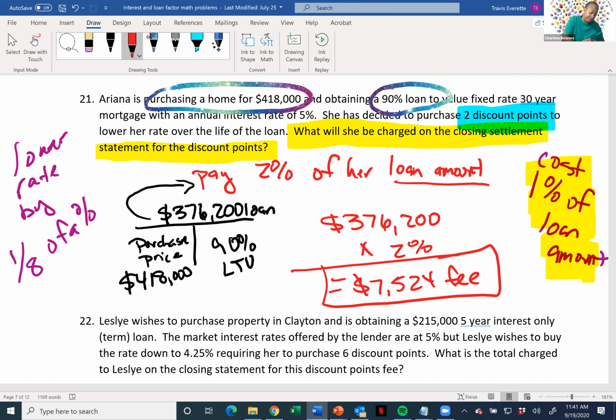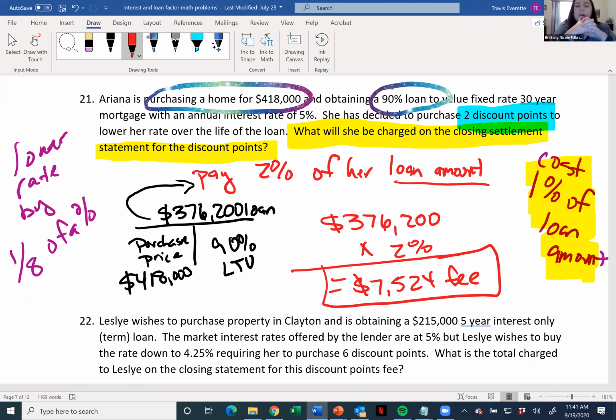Can you buy discount points after everything has been closed? Like if you refinance, could you go in? Well, refinance is a new closing. Remember, a refinance is a whole new loan. You're paying off your old loan. You're taking out a new loan. Could you then do discount points for that or no? Sure, you can do discount points anytime you do a new loan.